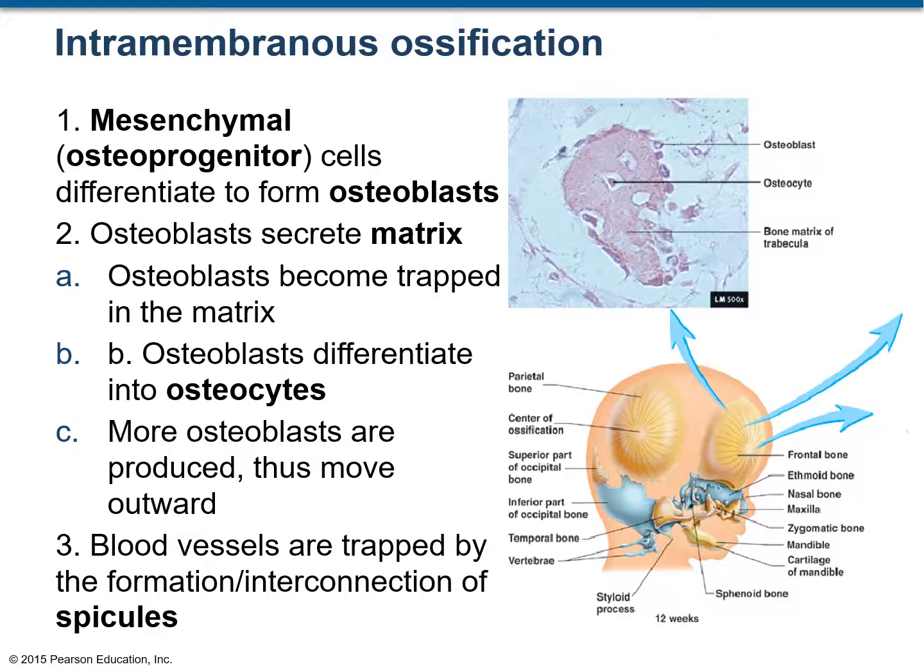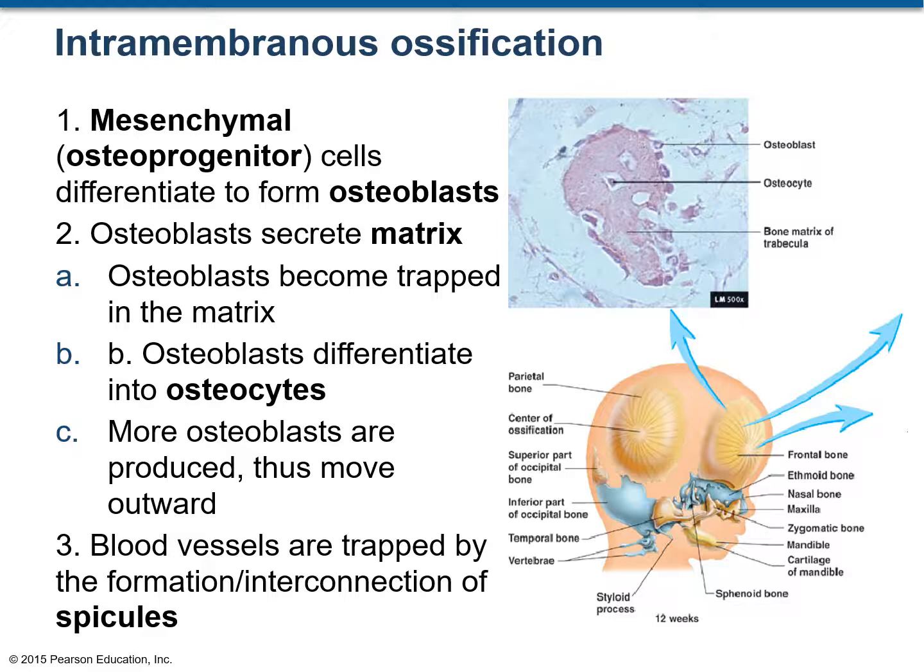In intramembranous ossification, the osteoprogenitor cells, which are bone stem cells, differentiate to form osteoblasts. Now remember that osteoblasts secrete osteoid, which is the organic component of the matrix. As the osteoid is secreted, the osteoblasts get trapped in the matrix, and then they mature into osteocytes.